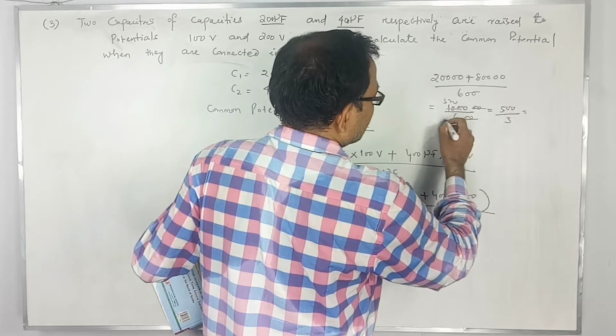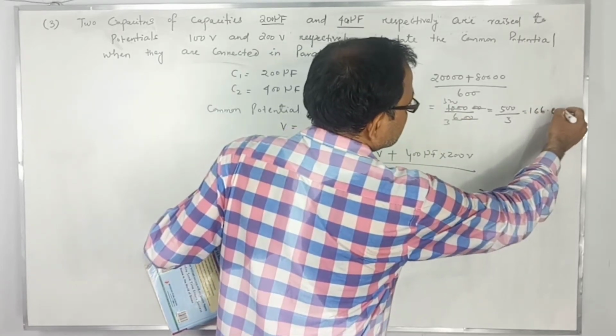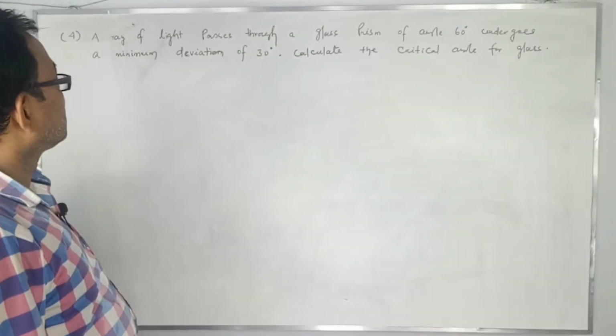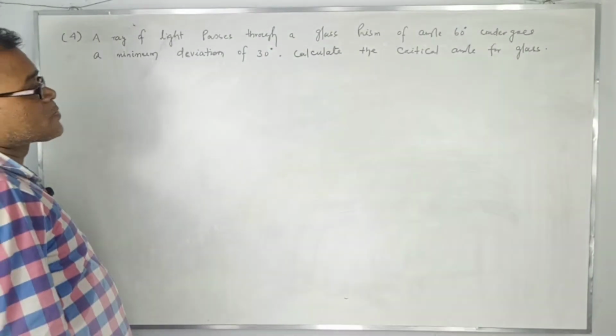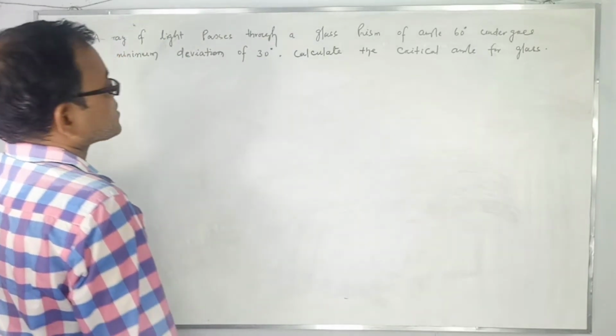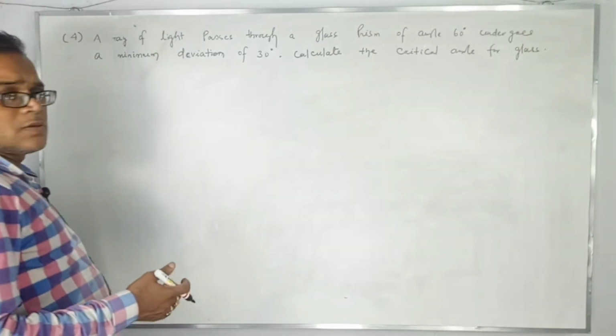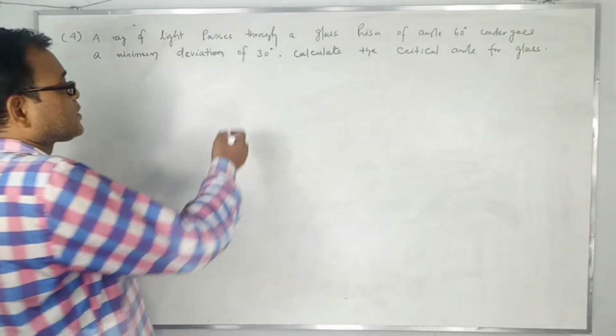1500 by 3. It is 66.667. Question number 4. A ray of light passes through a glass prism of angle 60 degree, undergoes a minimum deviation of 30 degree. Calculate the critical angle of the glass. Very simple question. You have to apply the formula here.